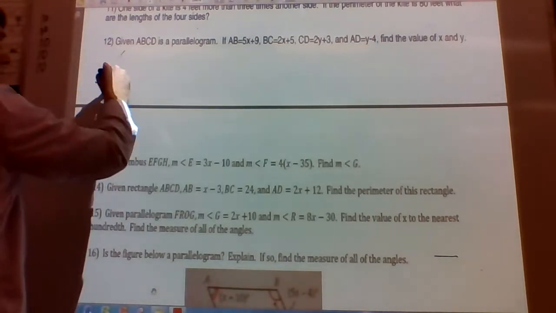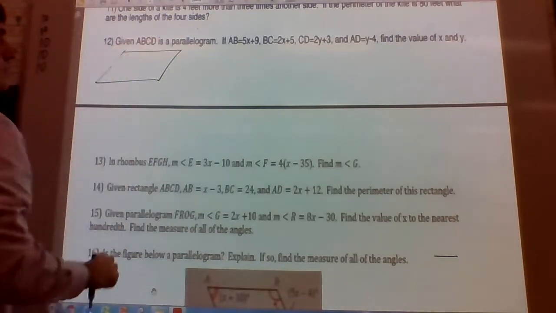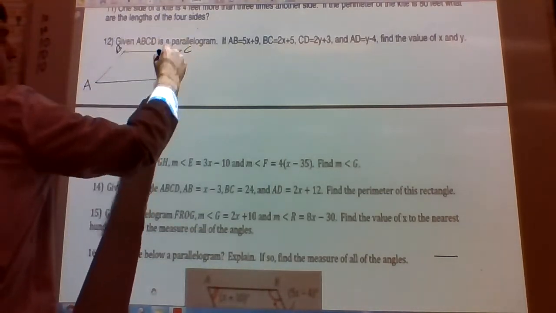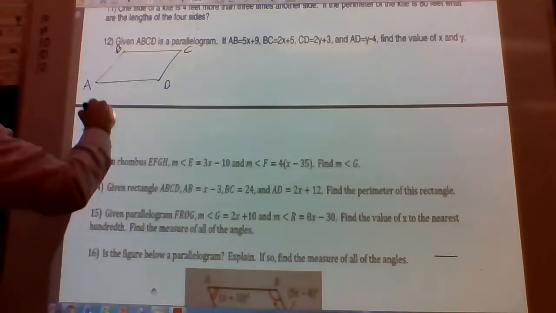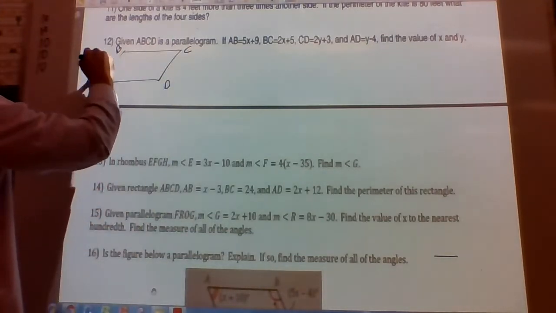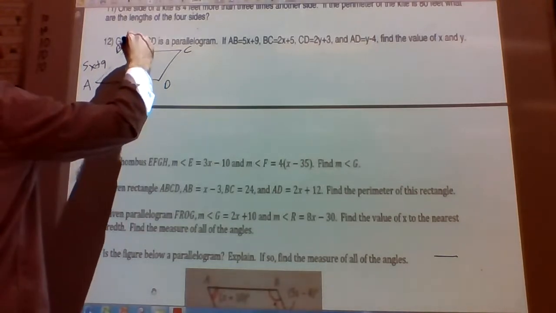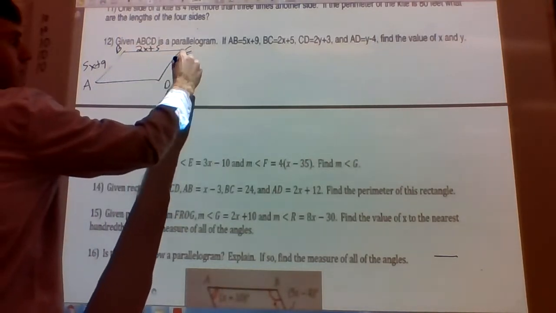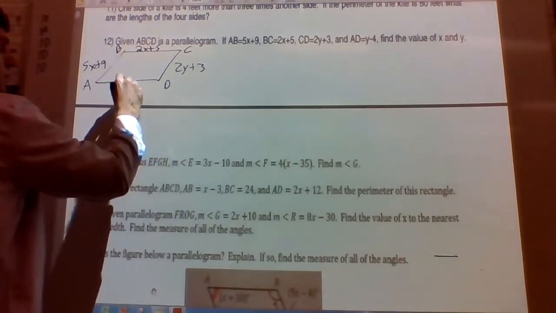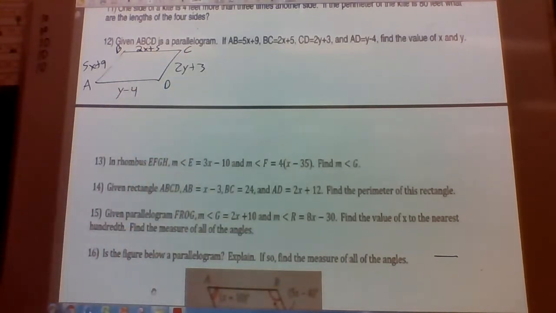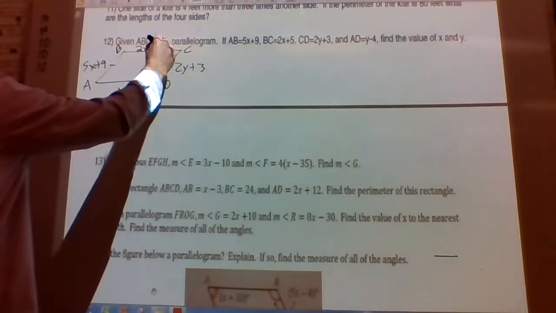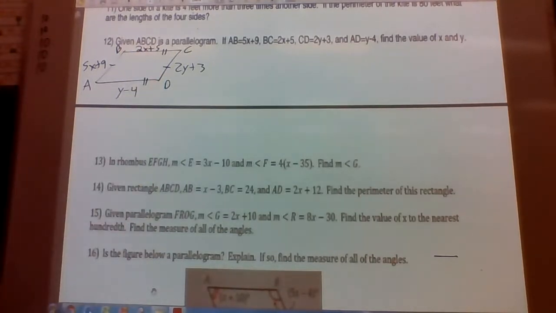Draw a parallelogram here. A, B, C, and D. AB is 5x plus 9. BC is 2x plus 5. CD is 2y plus 3. And AD is y minus 4. So we have a parallelogram. We know the opposite sides of the parallelogram are congruent. So AB is congruent to CD, and BC is congruent to AD.